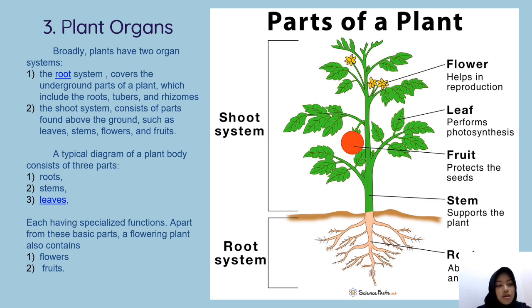So each has a special function apart from these basic parts. A flowering plant also contains flowers and fruit.